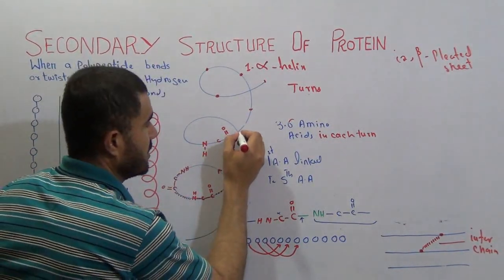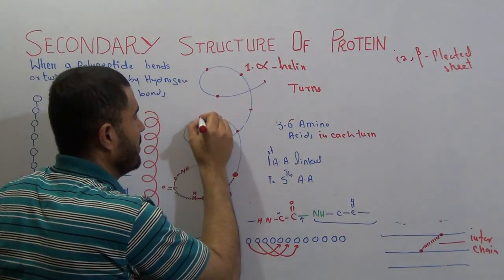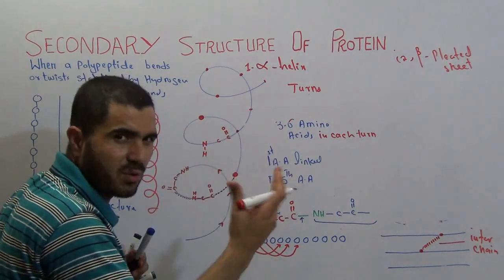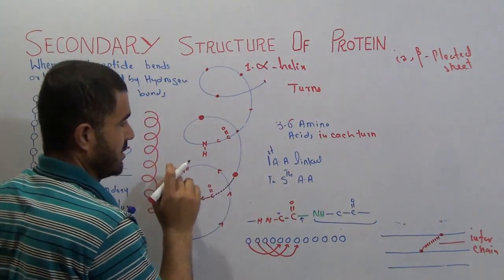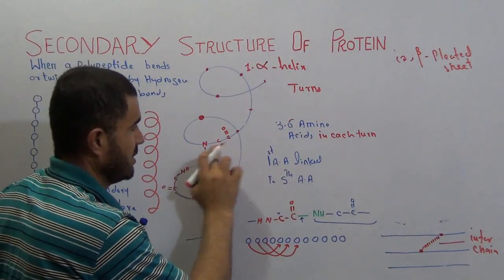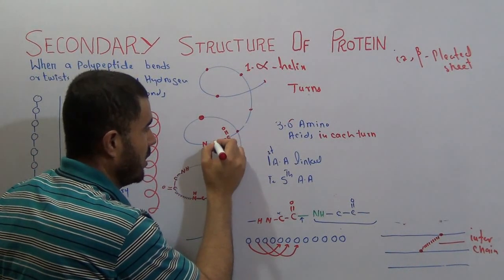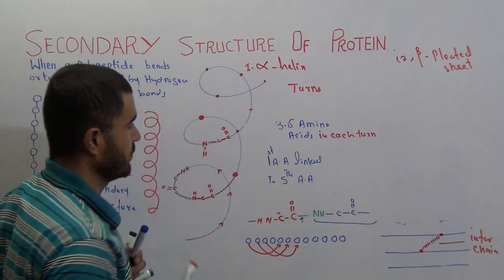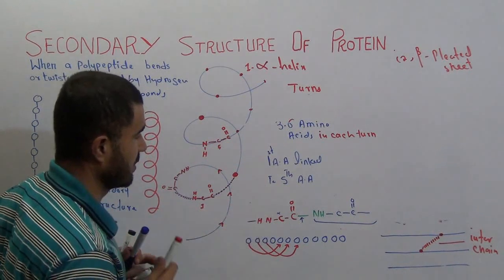And suppose there comes the third amino acid, and there comes the fourth amino acid here. I'm not going to write the whole structure, you know very well. And here comes the fifth amino acid, where you can see there is C double bond O, alpha carbon, and the NH. So this is the fifth amino acid, and that was the first amino acid.